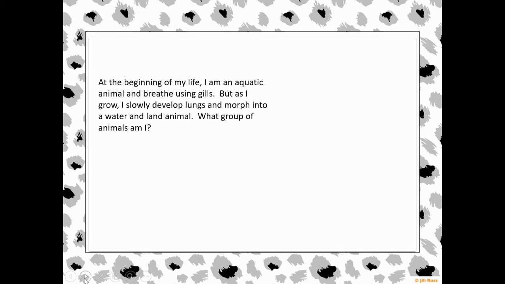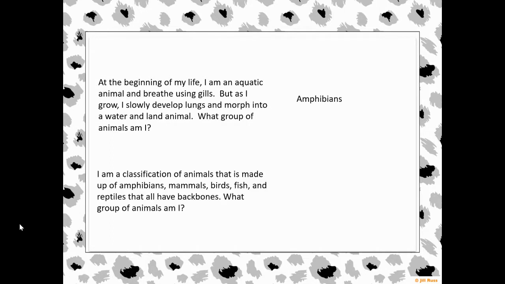All right, here's another one. At the beginning of my life, I am an aquatic animal and breathe using gills. But as I grow, I slowly develop lungs and morph into a water and land animal. What group of animals am I? What's that group called that starts in the water and goes to land? You should say amphibians. Remember, amphibians like frogs and toads.